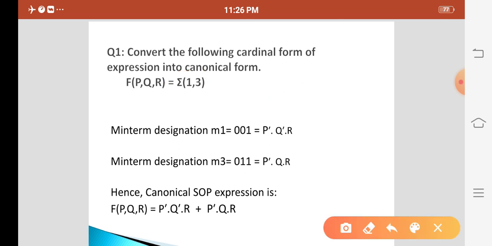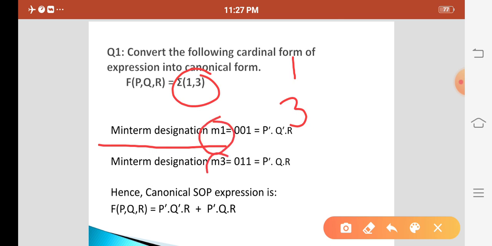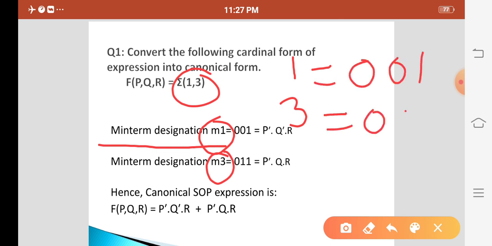Now you will find out the minterm designation, m1, for 1 and 3. Now we have two numbers, 1 and 3. So you will find out for m1 and for m3, and here it is small m, because it is a minterm. And for 1, the binary of 1 is 001, the binary of 3 is 011.